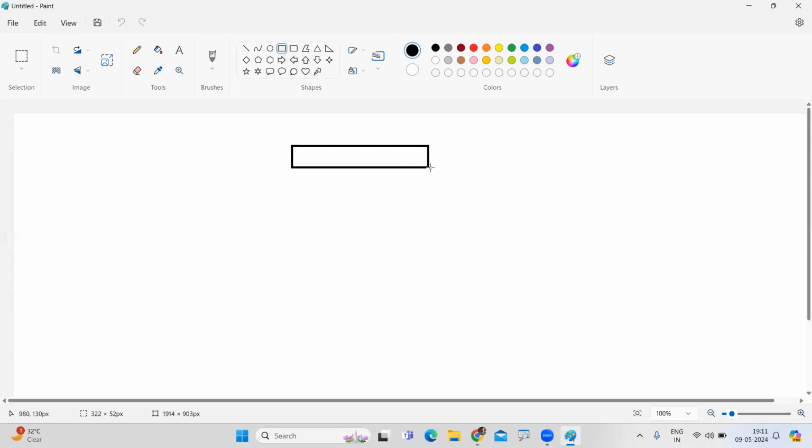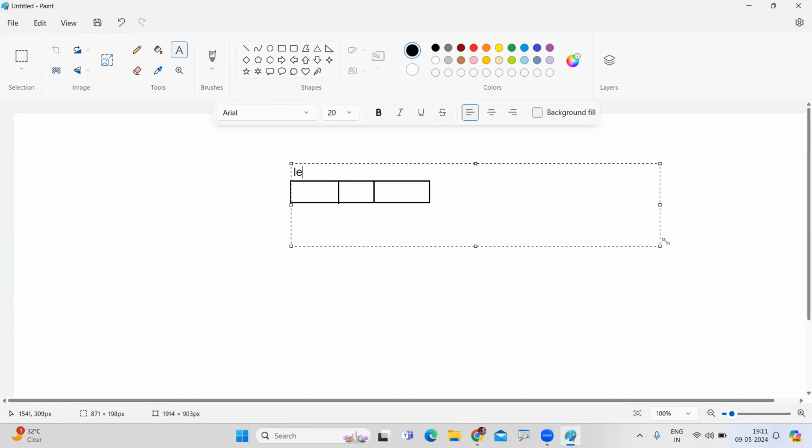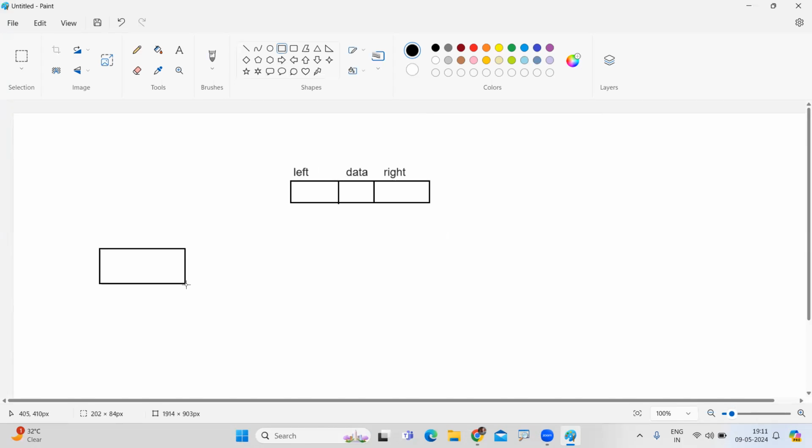Node representation is like this. It has 3 fields, not 2 fields. Suppose you take the data field in the middle, just the physical representation is that. How will the values be stored? It is holding the left side link, it is data, and it is holding the right side link. Suppose if you create the nodes, the nodes will be like this.